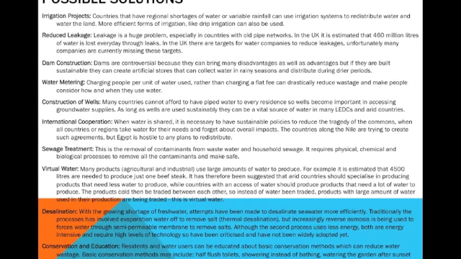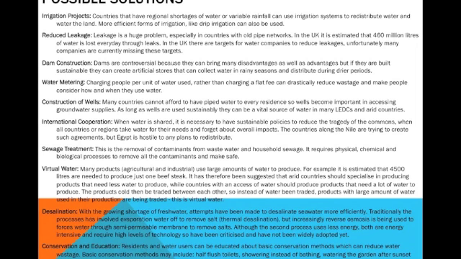Construction of wells. Many countries can't afford to have piped water to every residence, so wells become important in accessing groundwater supplies. As long as wells are used sustainably, they can be a vital source of water in many LEDC countries. Also, international cooperation. When water is shared, it is necessary to have sustainable policies to reduce the tragedy of the commons, when all countries or regions take water for their needs and forget about overall impacts. The countries along the Nile are trying to create such agreements, but Egypt is hostile to any plans to redistribute.